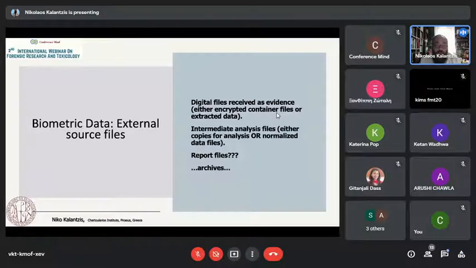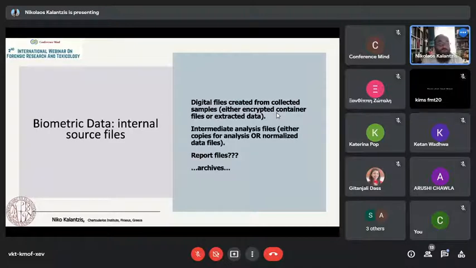Then we have the intermediate analysis files, either copies for analysis or normalized data files, meaning that in order for the expert to perform the analysis, they might be handling the data and the numerical values. And then we have the report files, because at the end of the day, when the examination is complete, there needs to be a report. So the question here is, what type or which part of the biometric data is going to be included in that report or not. And finally, according to the laboratory nomenclature, we can have the archiving.